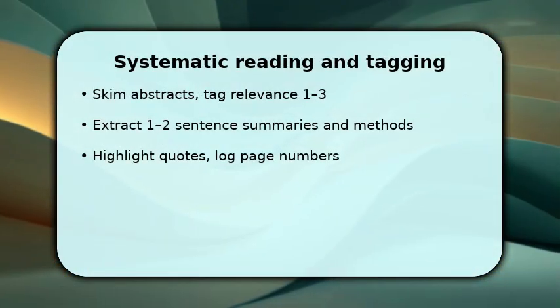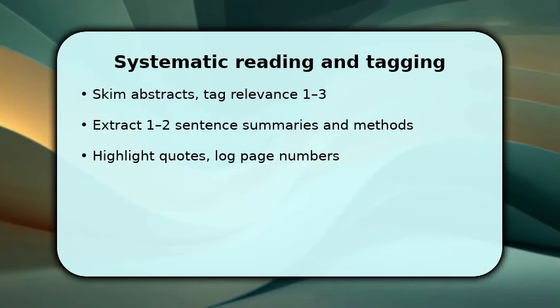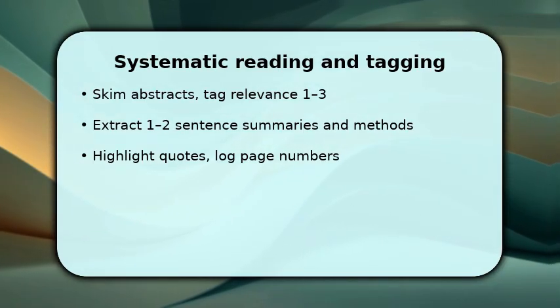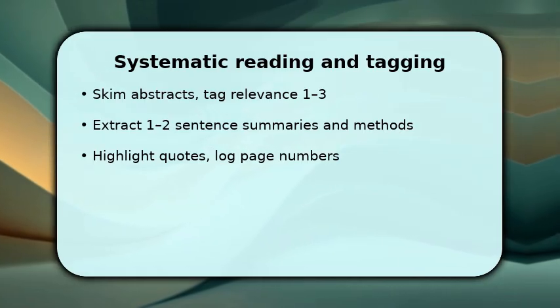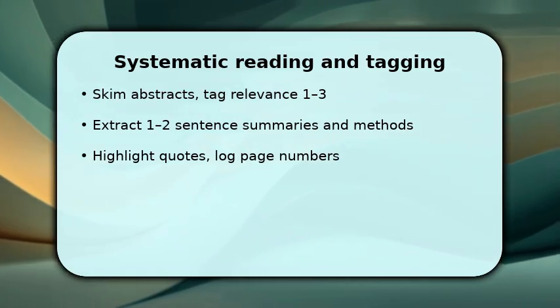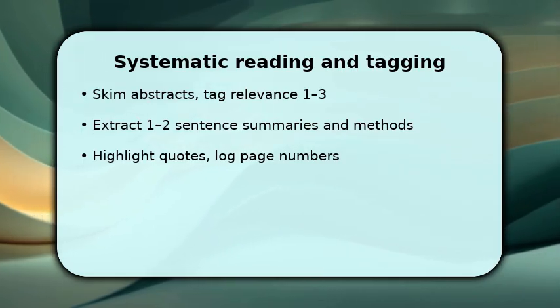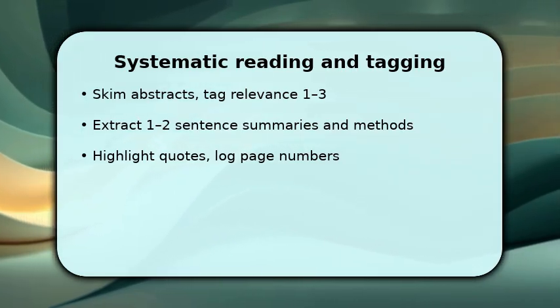You now move into systematic reading. Skim abstracts first and assign a relevance tag from 1 to 3 so you prioritize. Once done, open full texts for high-priority items and extract 1 to 2 sentence summaries explaining the core finding and the method. This explains why the paper matters.